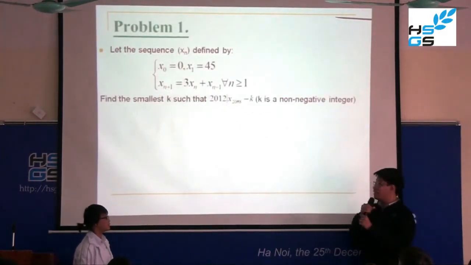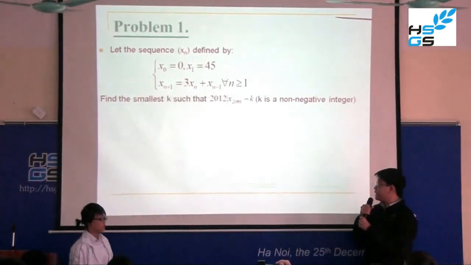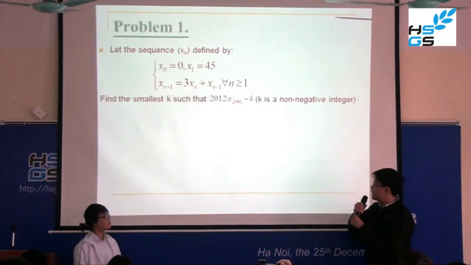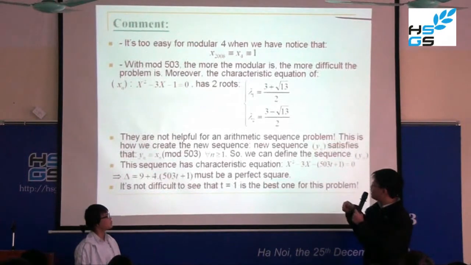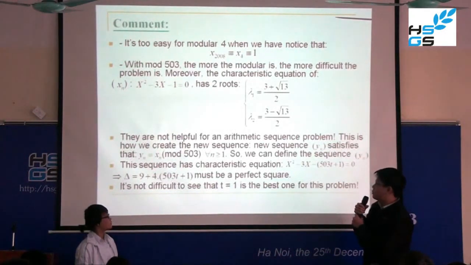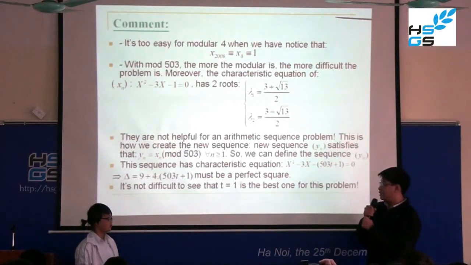So with this question, we have to consider the divisibility between each term of this sequence. With this problem, we can easily see that 2008 minus 8 is divisible by 4. So it decreases the difficulty of this problem.